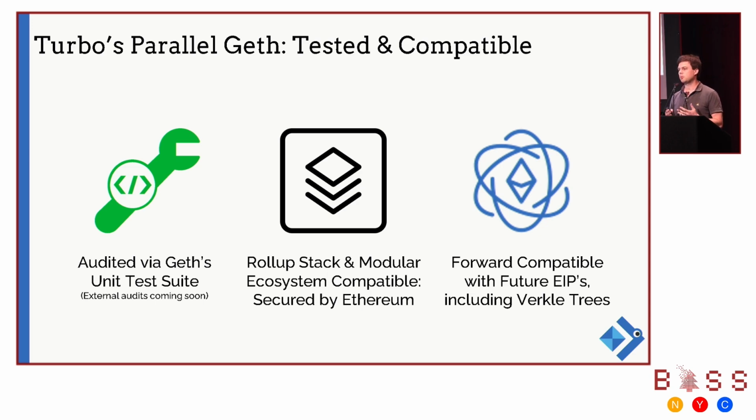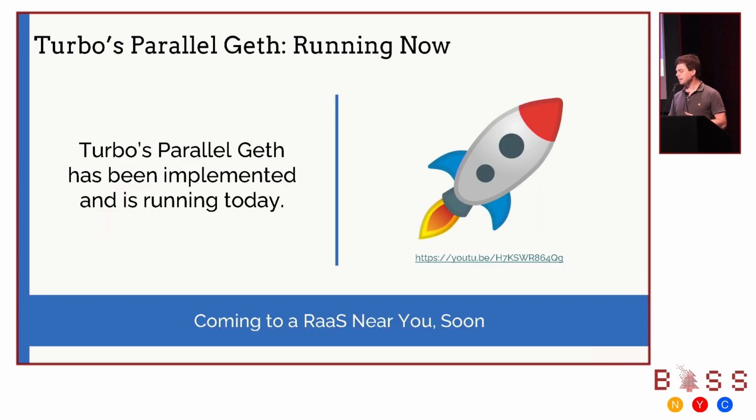It's roll-up stack and modular compatible right out of the box. So you can think of this as a faster version of OP stack. And it's going to be compatible with future EIPs. We get to use all the research that the EF is doing. And especially as Verkle trees come out, state storage gets to be a lot better and will be fully compatible with that.